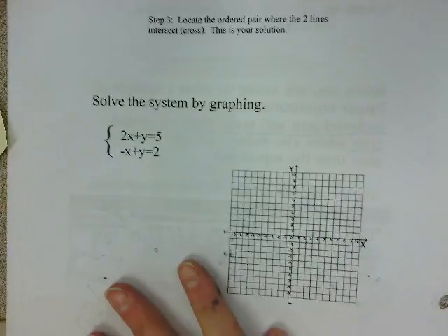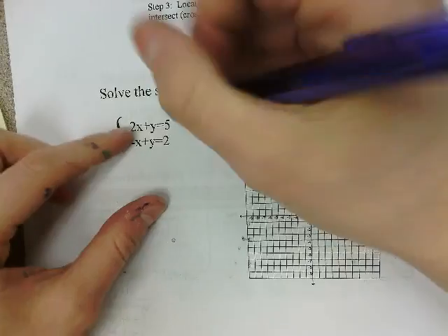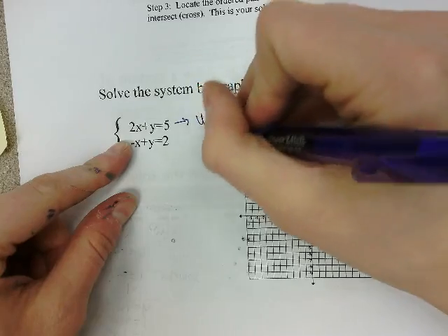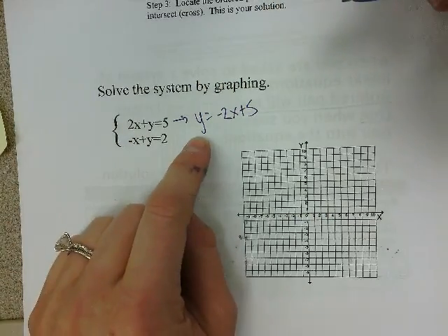All right, so are these in y equals mx plus b form? No, so let's do that first. So I'm going to subtract 2x from both sides. Is y by itself?